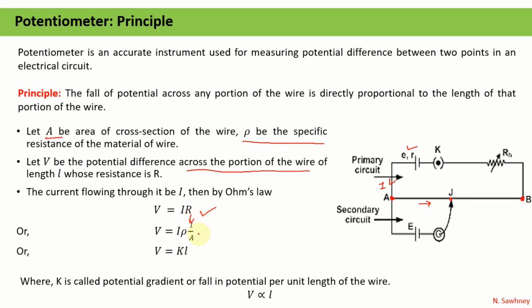rho L upon A. If we look carefully, the current flowing through the wire AB is a constant. Resistivity or specific resistance of the material of the wire is again a constant. Area A is a constant, so the potential difference is directly proportional to the length. If we put all these constant values together, that is represented by K, which is called the potential gradient or fall in potential per unit length of the wire, and V is proportional to length L.